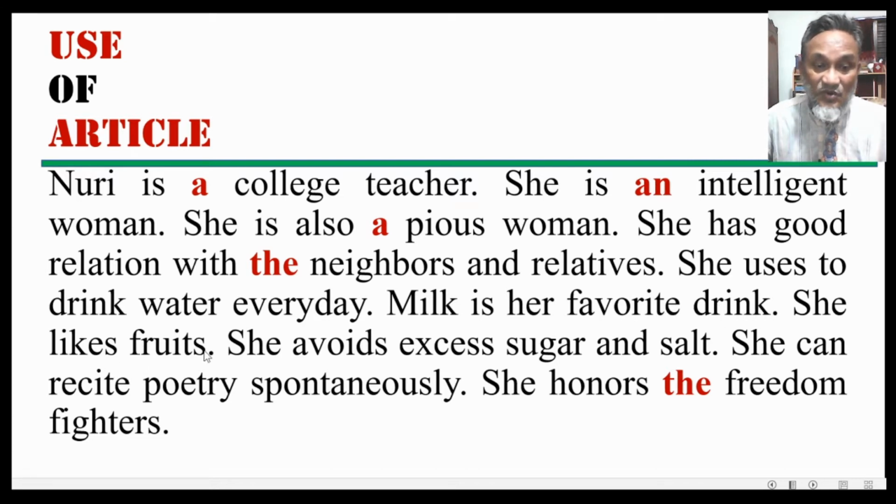She likes fruits. Though it is plural countable, before plural countable we can't use a or an article. Sometimes we can use the article. She avoids excess sugar. Sugar is uncountable. That's why we don't use any article here. Salt is also uncountable, so we can't use a or an article before salt. She can recite poetry, plural countable. No article, that's why.